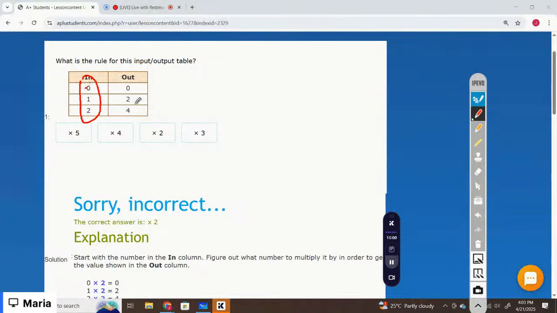So 0 times what number is 0? Whatever number you are multiplying with 0, the answer is 0. 1 times what number is 2? 2 times what number is 4? We are given 5, 4, 2, 3. 1 times 5 is not 2, so that is not the correct option. 1 times 4 is also not 2. 1 times 2 is 2. Check with the second one: 2 times 2 is 4. So 0 times every number is 0. That means the rule is you have to multiply each input value by 2 to calculate the corresponding output value.